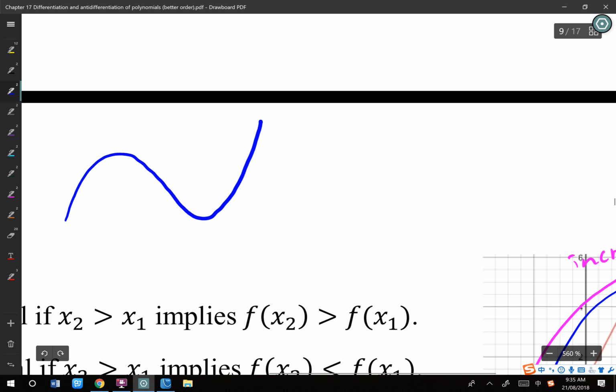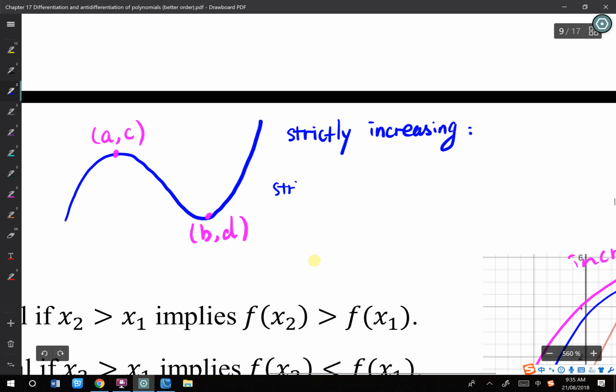So let's draw any cubic. Let's say this point is (A, C), and that's (B, D). Which part of the graph is strictly increasing? Like, what interval is this function strictly increasing? And which part is strictly decreasing? Okay, that's my question. What interval is strictly increasing? What interval is strictly decreasing?